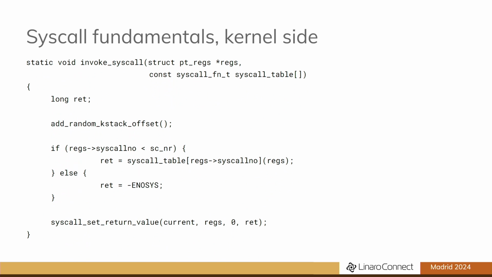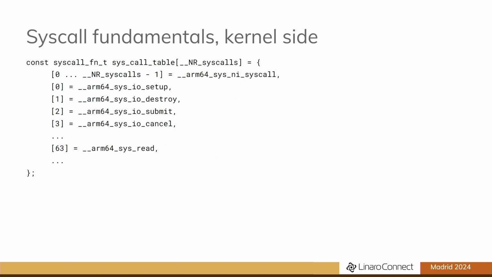When it gets to C code, we get to something roughly like this, where we have the user space registers. We have an array with every single function. There's about 400 of them. And we just do an indirect function call, pass the registers. And so there's the table. These are some of the system calls we have on ARM64. So you see that the read system call is number 63.